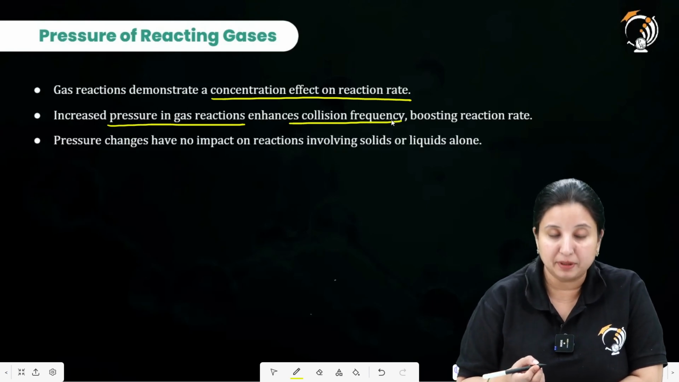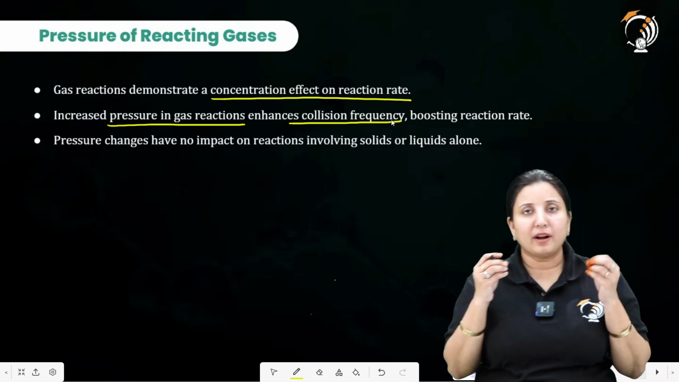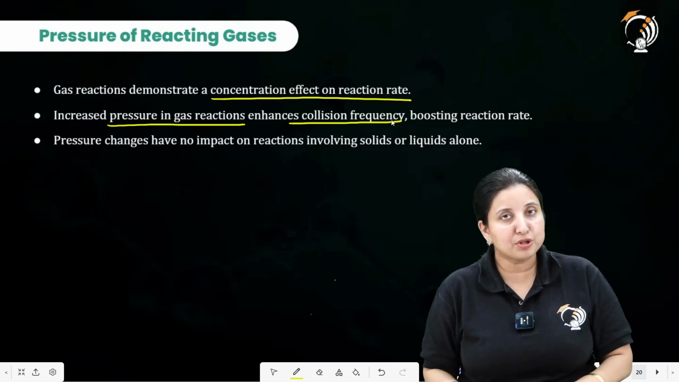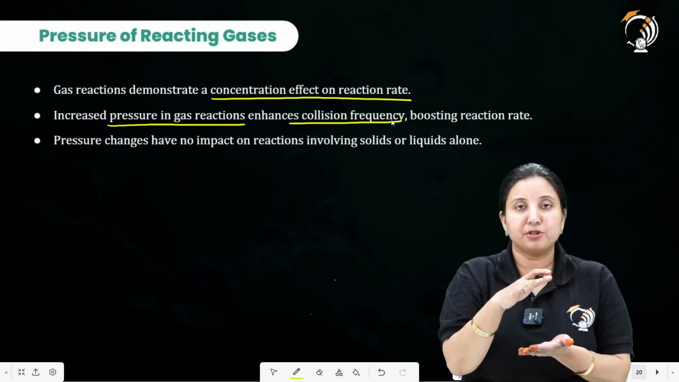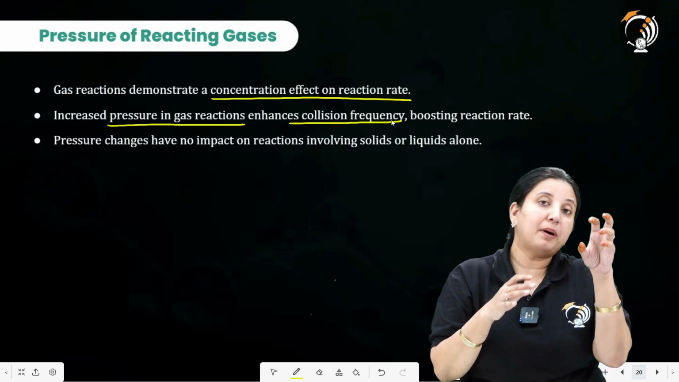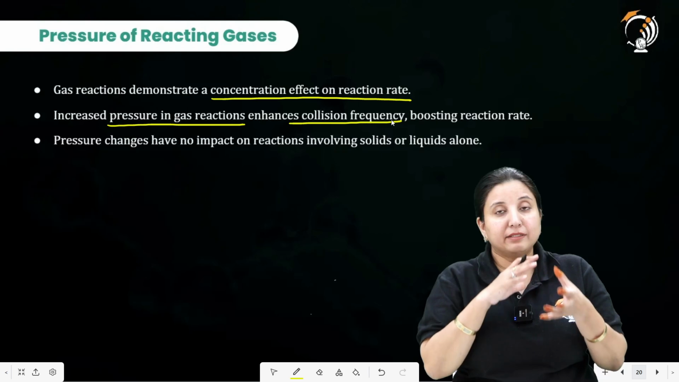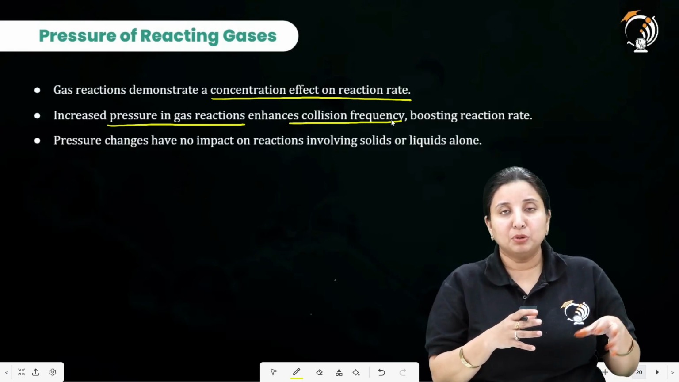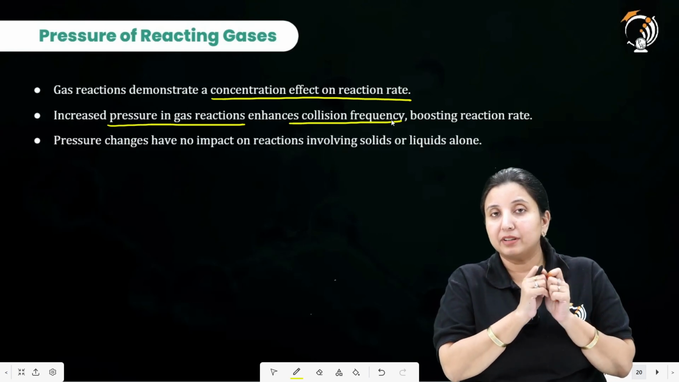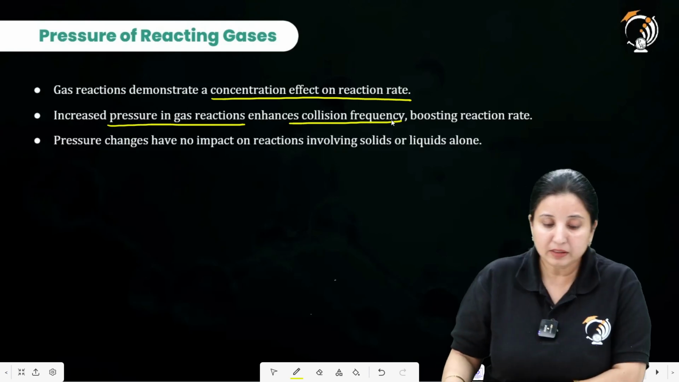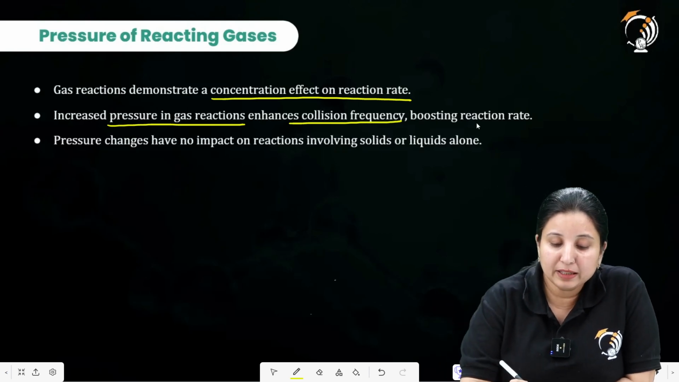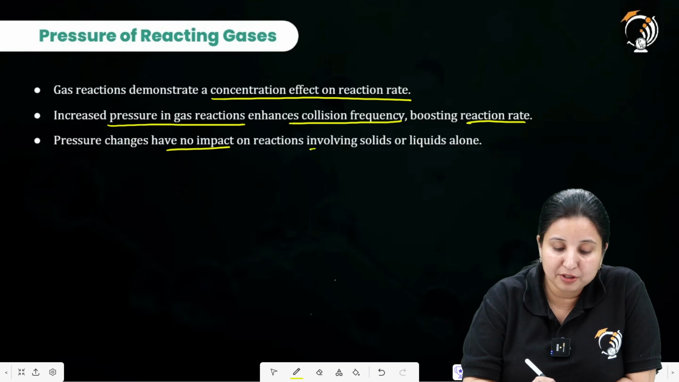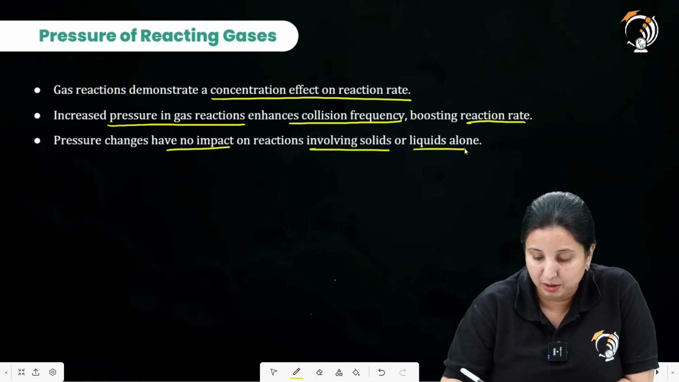Now what is going to happen if in a cylinder, you just imagine you are having gas particles. You know that gas particles are always in motion. Now when you are going to increase the pressure on that, what is going to happen? The particles are going to come closer to each other and there will be a much higher frequency of collisions. Why? Because they are going to collide with each other, and with the container walls also. So which will increase the reaction rate. So pressure changes have no impact on reactions involving solids or liquids alone.